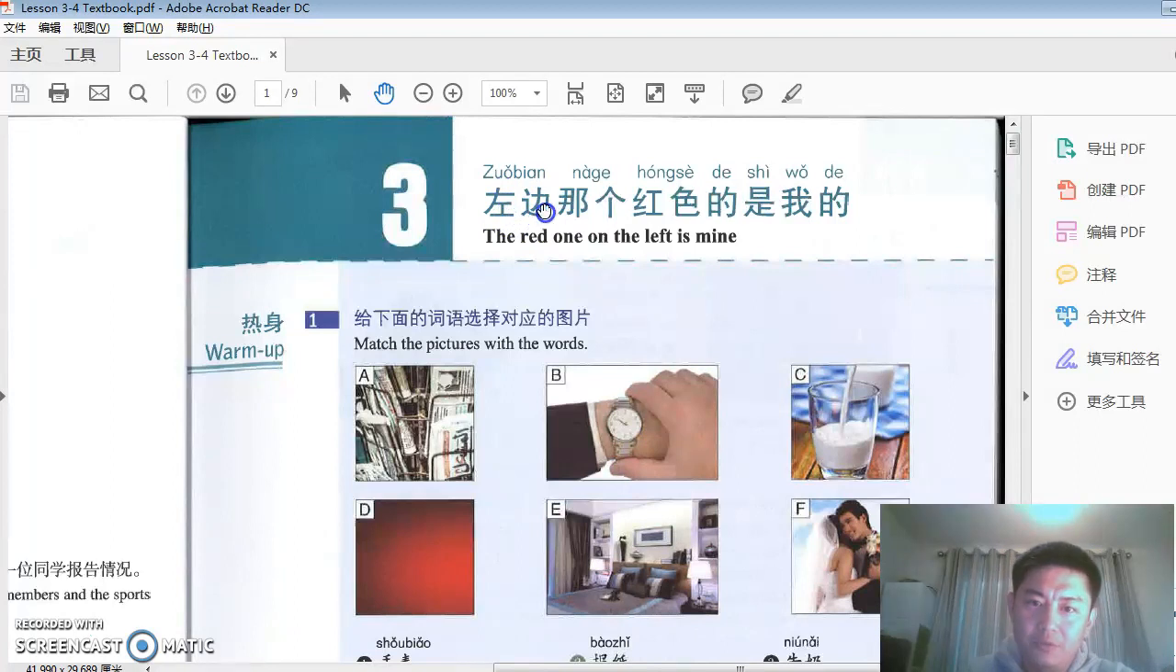Here 的 is used to modify something. 那个, that one, also a noun, same function. That 红色的, 红色 red 的, used before a noun, but there's nothing before the noun. That is because the noun is omitted.